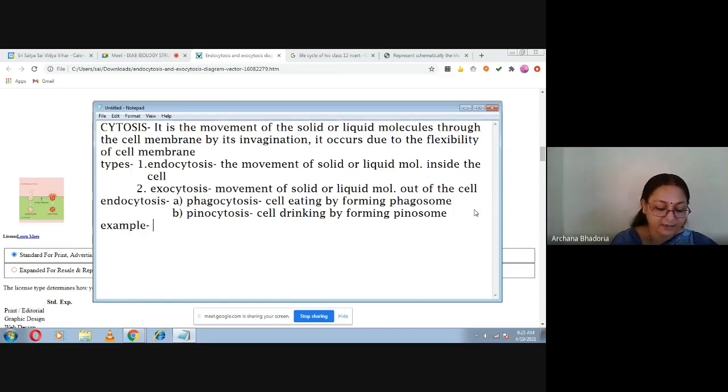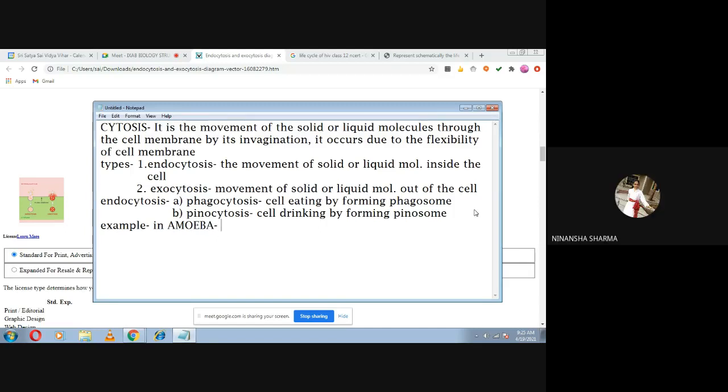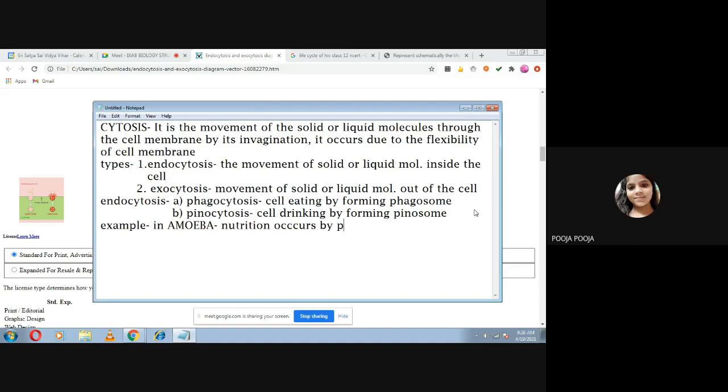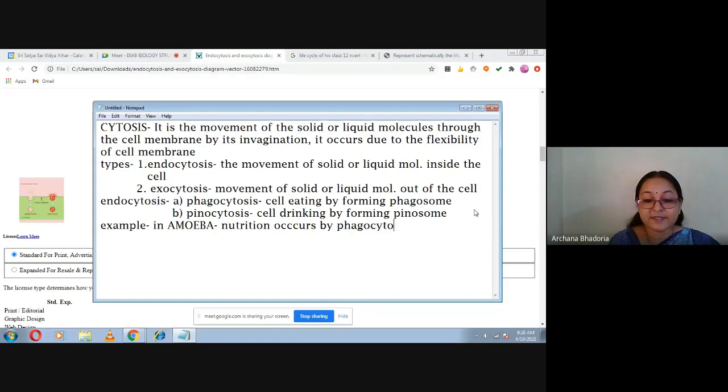In amoeba, my screen is visible? Yes, ma'am. In amoeba, the nutrition occurs by which process? Endocytosis. So what is that specific endocytosis called?